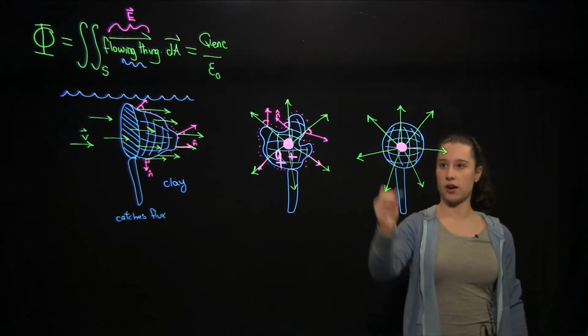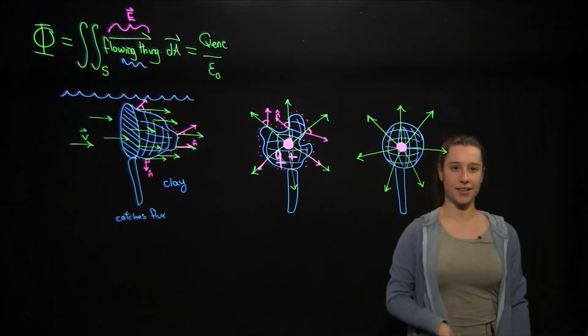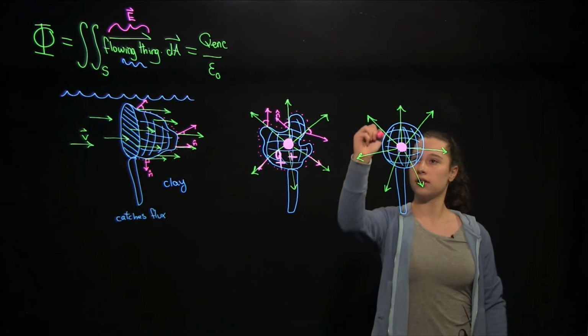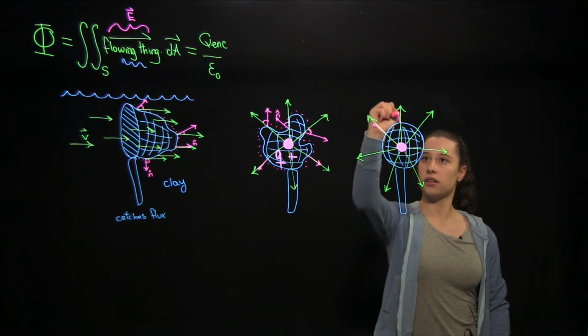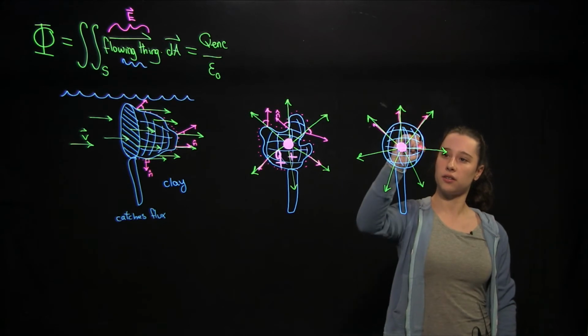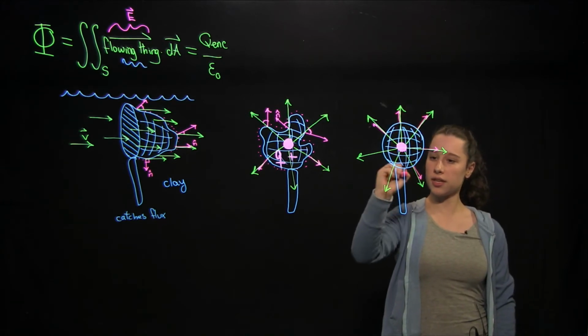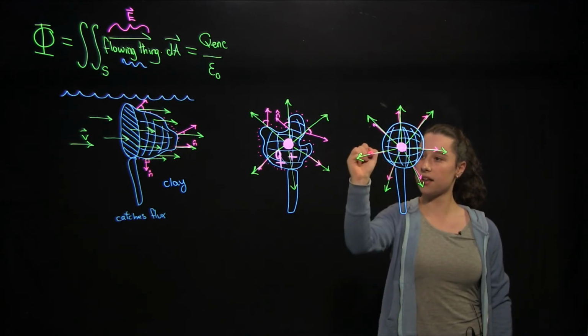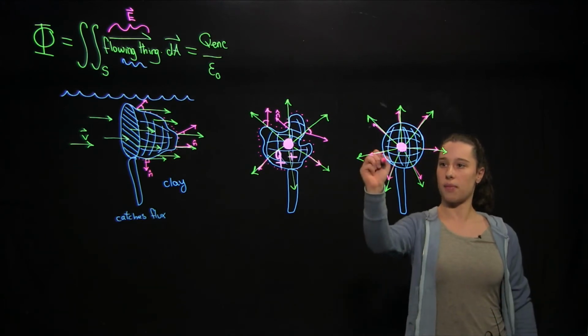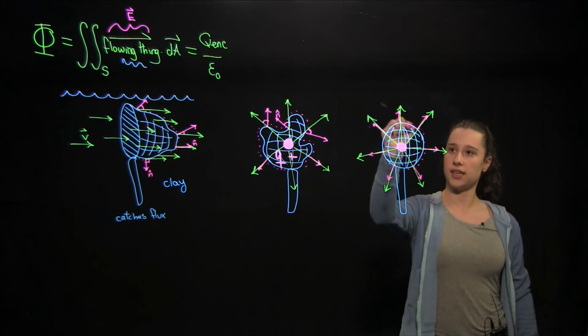And it enclosed my charge in the middle, just like that. So now, let's look at our normal vectors. Over here, it looks like they're actually all pointing in exactly the same direction as the electric field at that point, which means all the dot products at this point are just E times dA.